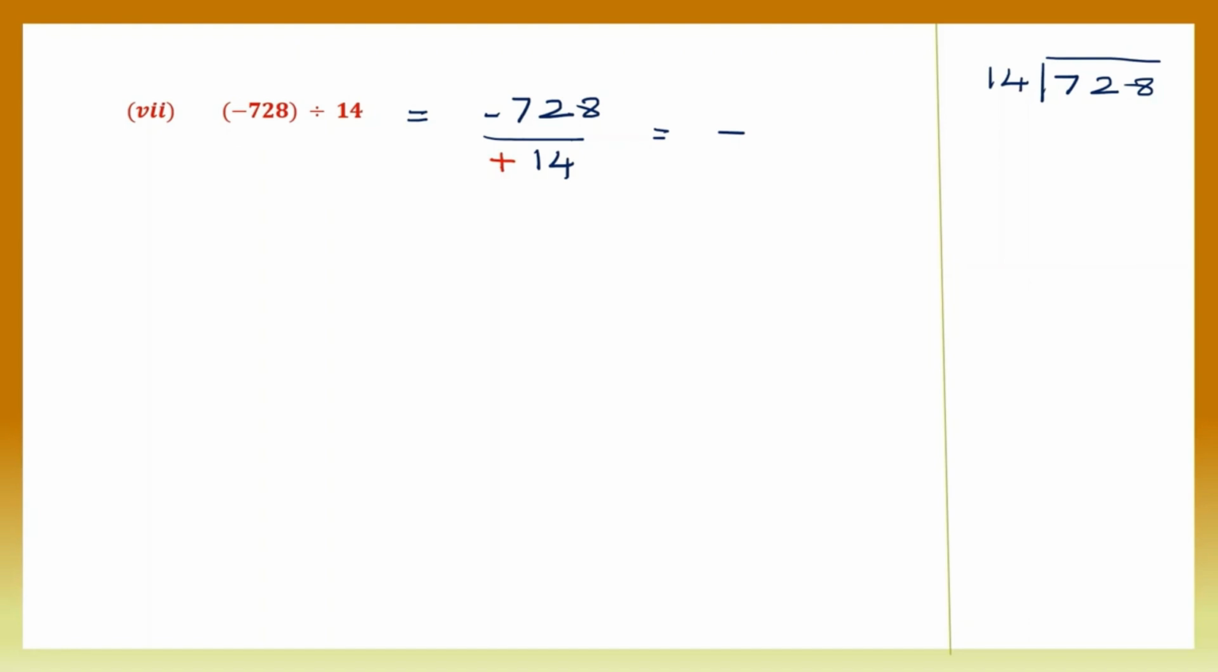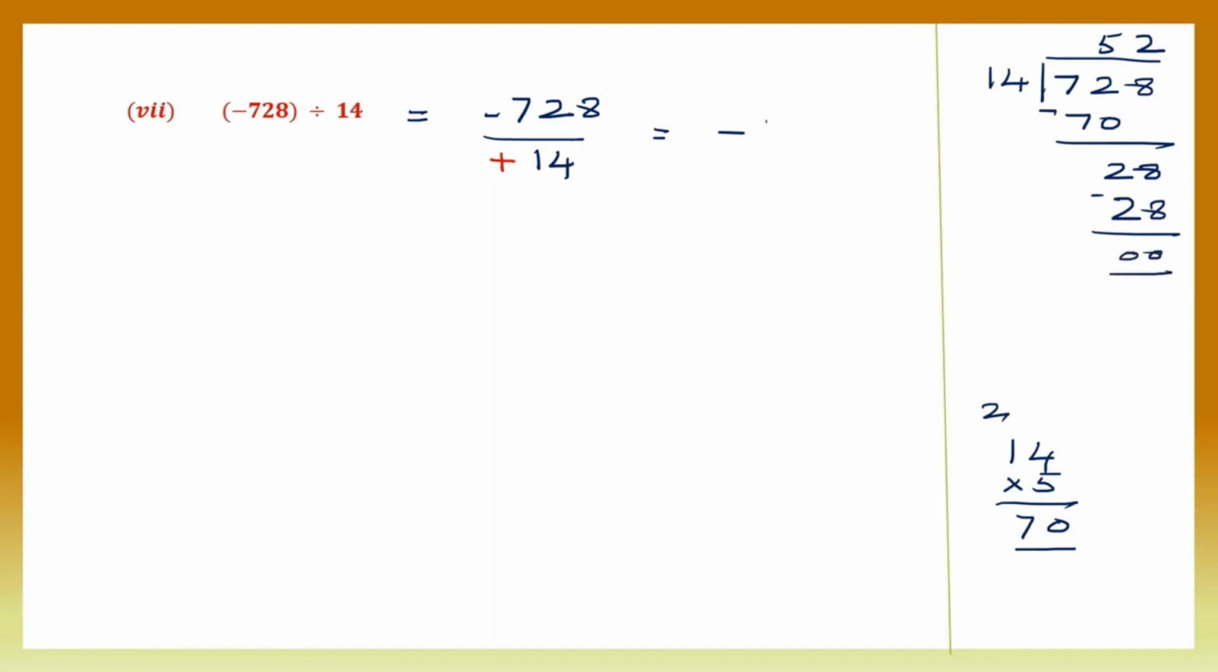We need to get a number close to 72. So let's try 14 into 5. Let's multiply 14 into 5 and see what we get. 5 fours are 20. Carry 2. 5 ones are 5. 6, 7, 70. We can use that. So 14 into 5 is 70, minus, I have 2 and I bring down 8. Now my number is 28 and 14 into 2 is 28. So minus, what is our quotient? Our quotient is 52. So the answer to this question is minus 52.